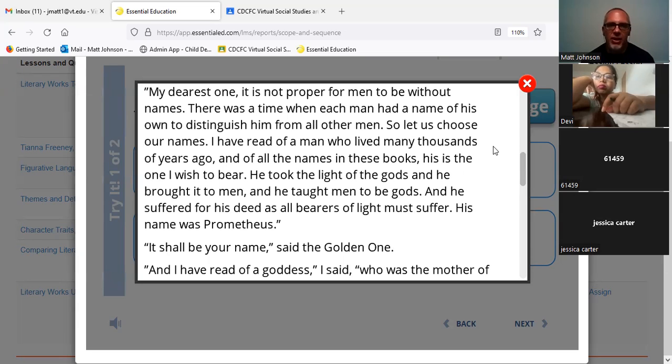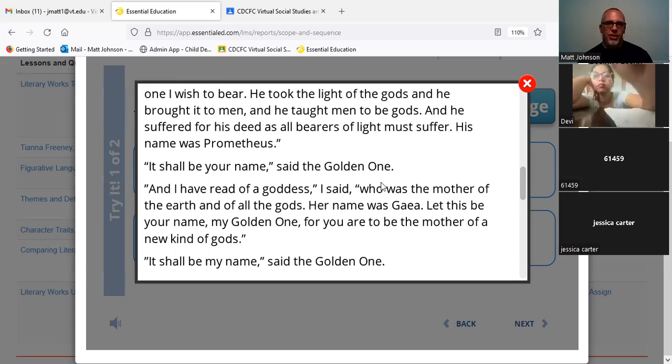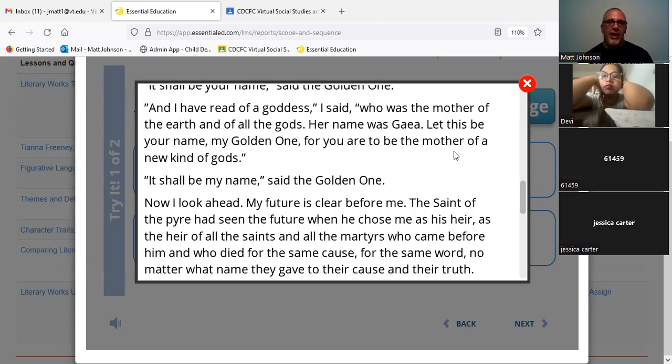I have read of a man who lived many thousands of years ago, and of all the names in these books, his is the one I wish to bear. He took the light of the gods and he brought it to men, and he taught men to be gods. And he suffered for his deeds as all bearers of light must suffer. His name was Prometheus. It shall be your name, said the Golden One.